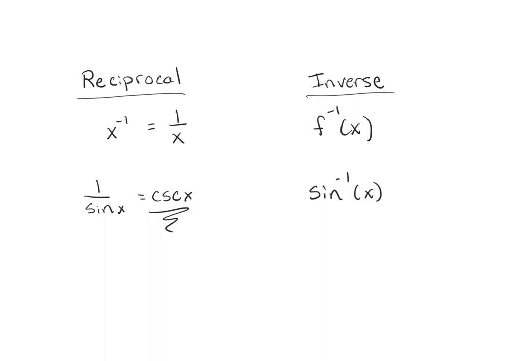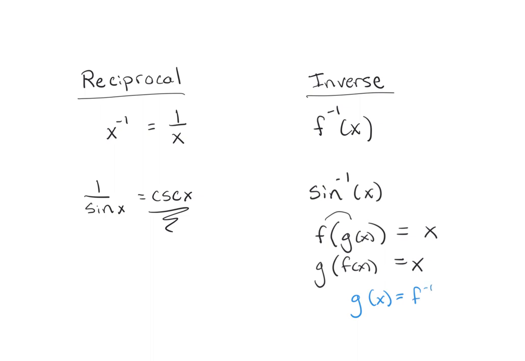And if you remember from pre-calc, when you are doing function composition, f of g of x, when they are inverses of each other, it always simplifies down to a single x, and it works both ways. g of f of x equals x. And in this lesson, you're going to be seeing this, where this is basically saying the g function is the inverse of f.